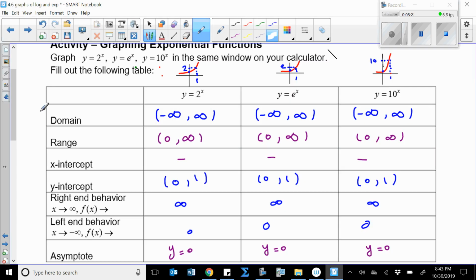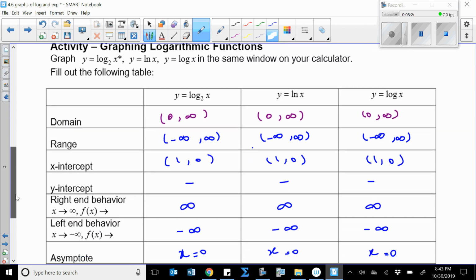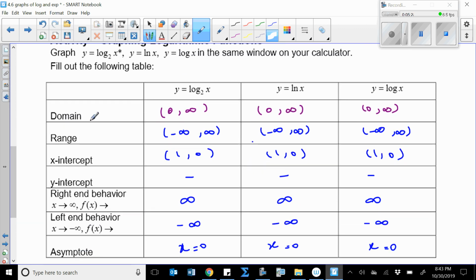Now let's go to the next table. In this table we are going to find this information about log functions with different bases: base 2, base e, and base 10.